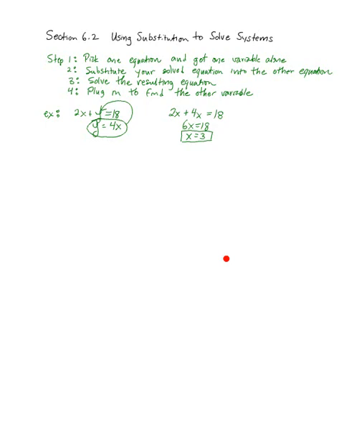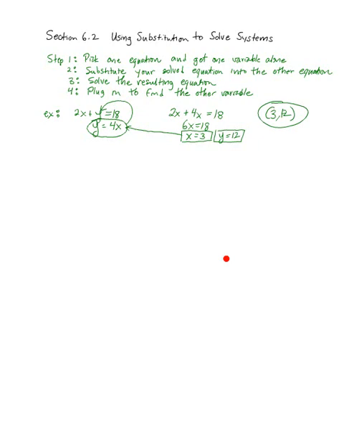And now a common mistake I see students make is they stop right here. But we really need to find both letters. We found x so far. Now we need to find y. You take x and plug it in anywhere you want. I'm going to choose to plug it in right there. Y equals 4 times 3 is 12. So my final answer, I would write it as 3, 12. My final answer.